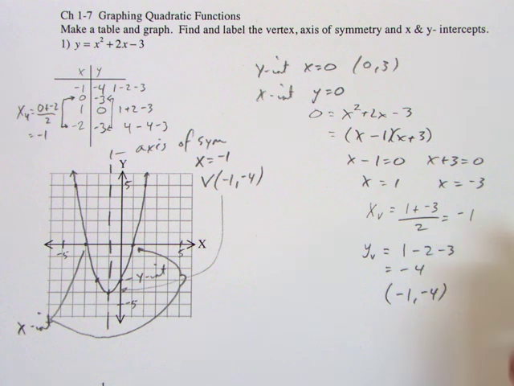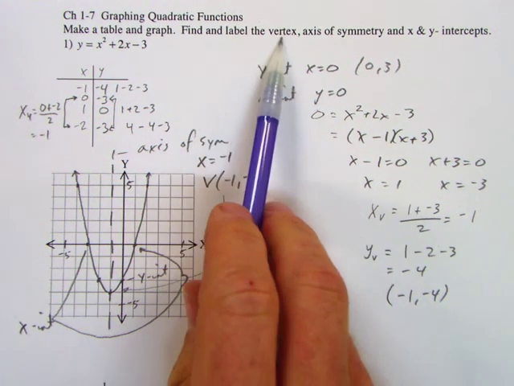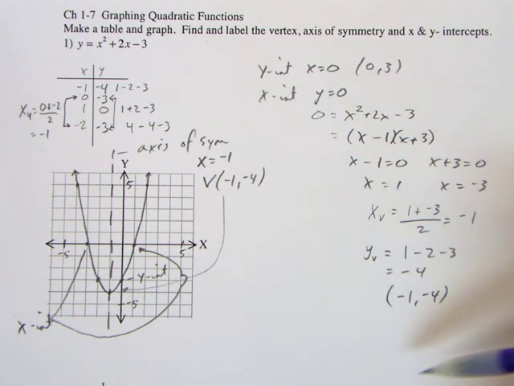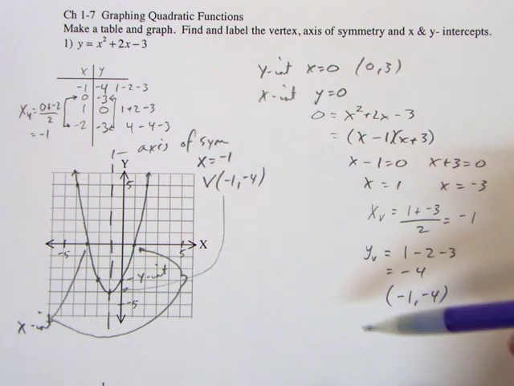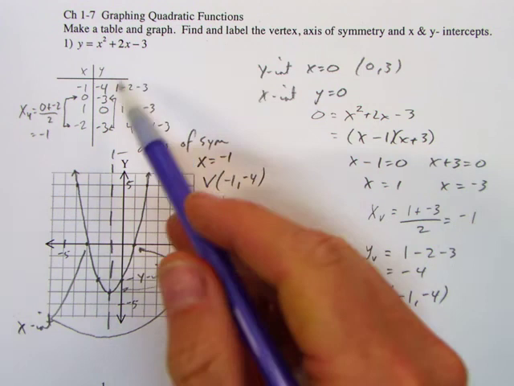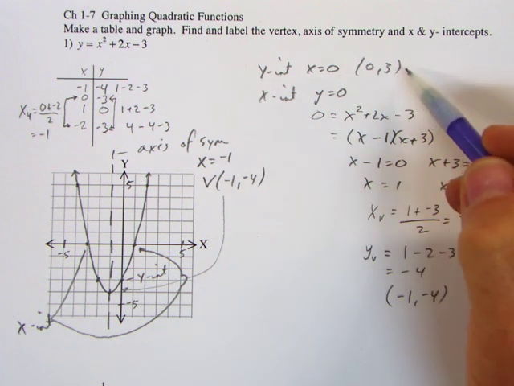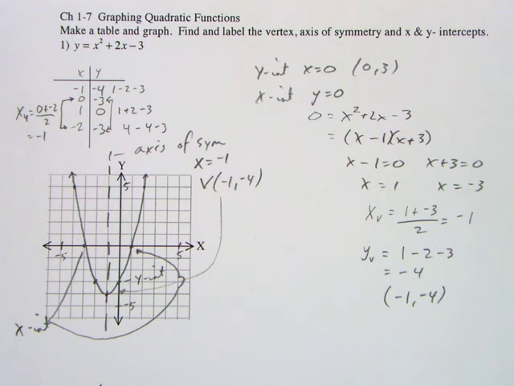And we've done everything. We've found and labeled the vertex, axis of symmetry, and x and y-intercepts. So as a review, this can be done to start off. Instead of making our table, we can find the x and y-intercepts. And then we found our vertex, and we can find a symmetric point to the y-intercept, and we have our 5 points, and we can sketch that graph.